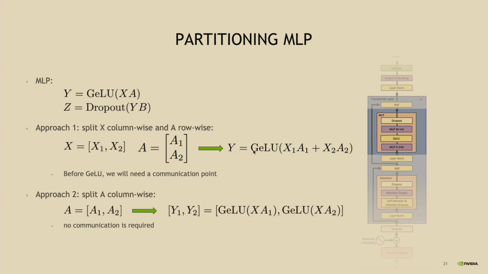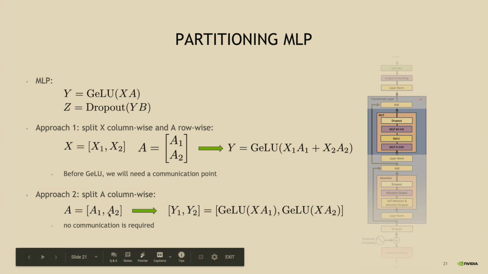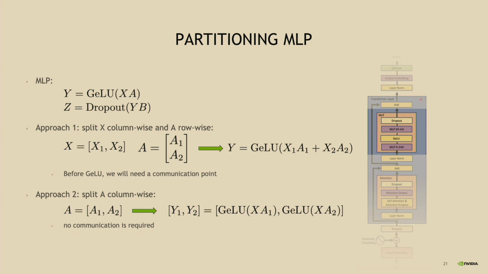And if we want to calculate this GLU, then we need to introduce a communication point because GLU is nonlinear, so GLU of sum is not sum of the GLU. Versus if we do the column parallelism, or split A along its column, you can see that we end up with two disjoint partitions, so we can do GLU of the first partition and the second partition. So how can we take advantage of this for the whole MLP?